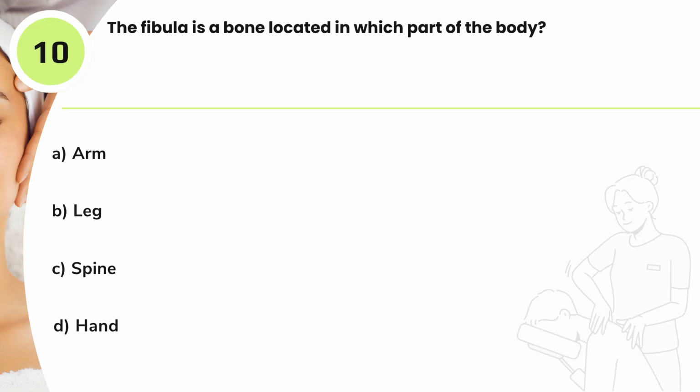Question 10. The fibula is a bone located in which part of the body? A. Arm. B. Leg. C. Spine. D. Hand.